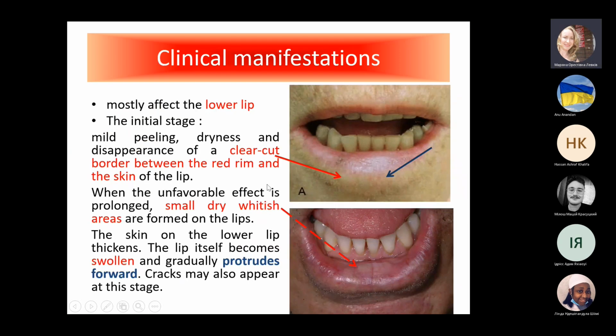Clinical manifestations mostly affect the lower lip. The initial stage: mild peeling, dryness, and disappearance of a clear-cut border between the red border and the skin of the lip. This is the typical manifestation, disappearance of this direct, clear, visible line between the red border and skin. When the unfavorable effect is prolonged, small dry whitish areas are formed on the lips. The skin on the lower lip thickens.